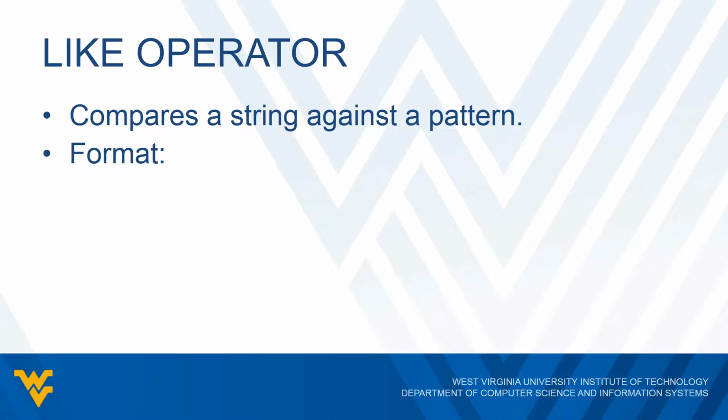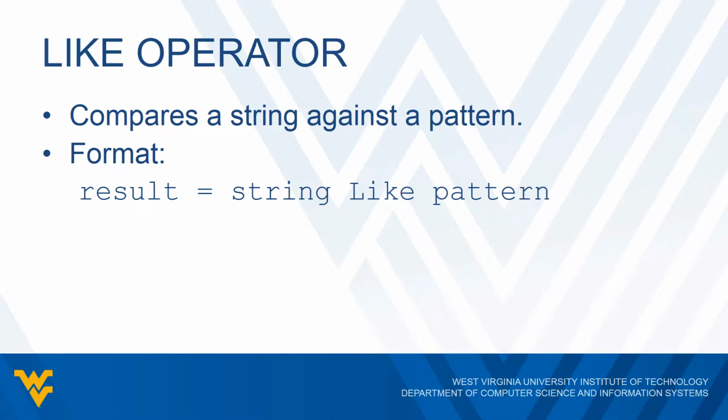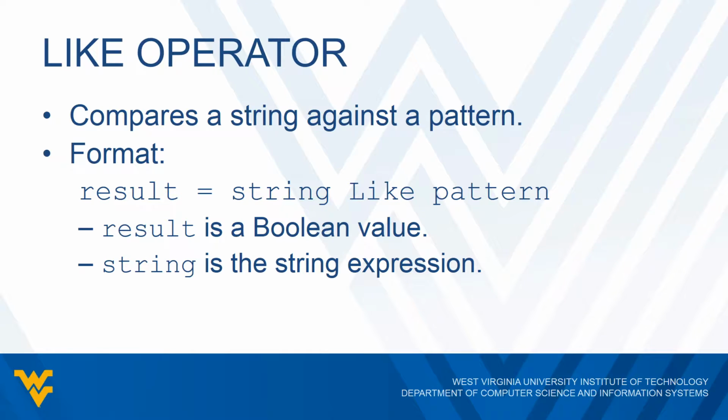Let me give you the format of how this operator works before we actually get into how to use it. So this would be our format. We have some result, and it's going to be equal to some string, the word like, and then some pattern. Here, the result is going to be a Boolean value, so it's either true or false. That tells us that the like operator is either going to evaluate to true or false. String here is going to be the original string expression. So we're given some string and we're going to try to see if it matches some pattern.